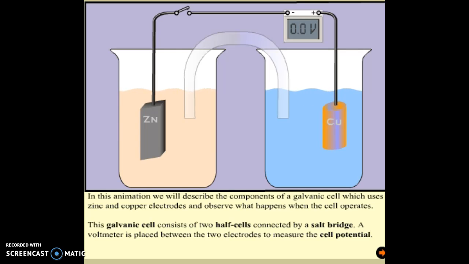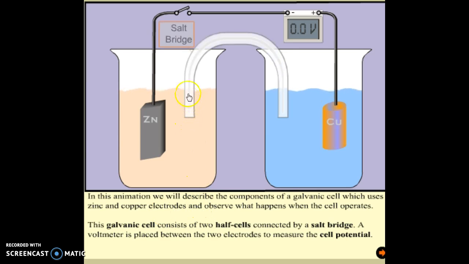We're going to look at this animation to help us understand what we're talking about when we say a cell. First we're going to look at galvanic cells, which are cells that are thermodynamically favorable. We're looking at a galvanic cell using zinc and copper, and we have two what we call half cells. We have the zinc half cell over here and the copper half cell over here. Then we have a voltmeter between them, which is going to measure the voltage as the electrons move.